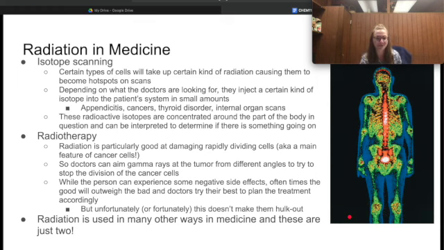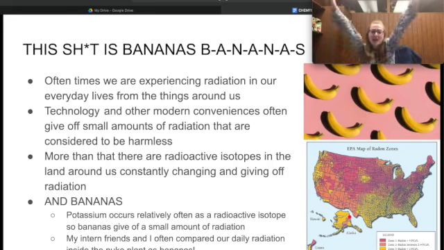So, this is bananas. Oftentimes we are just experiencing radiation in our everyday lives from the things around us as well, right? Technology and other modern conveniences often give off small amounts of radiation that are considered to be harmless, not really affecting you. Again, we've talked about how different radiation has different levels of ionizing power and different levels of penetrating power. So the kinds of radiation that are generally given off around us are considered to be harmless based upon these factors.